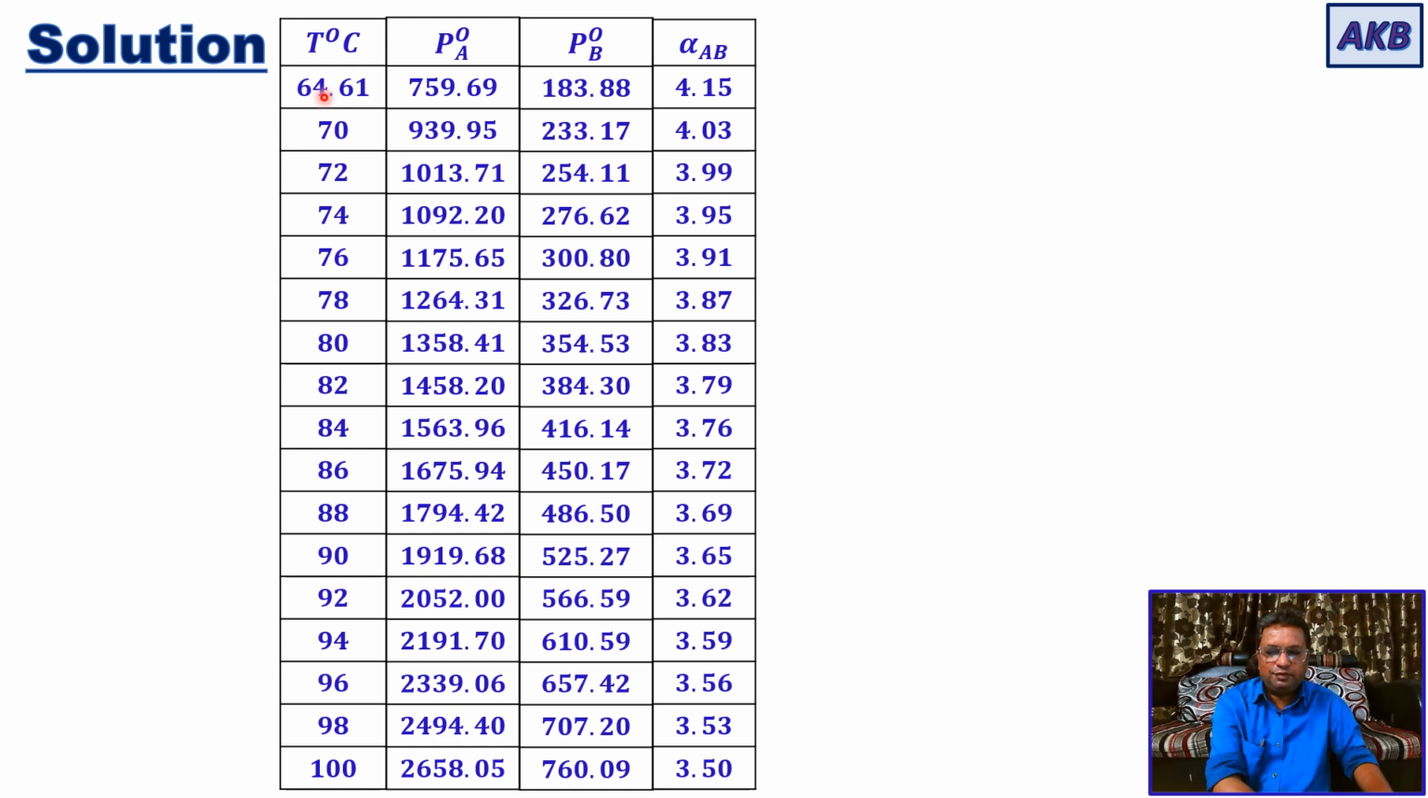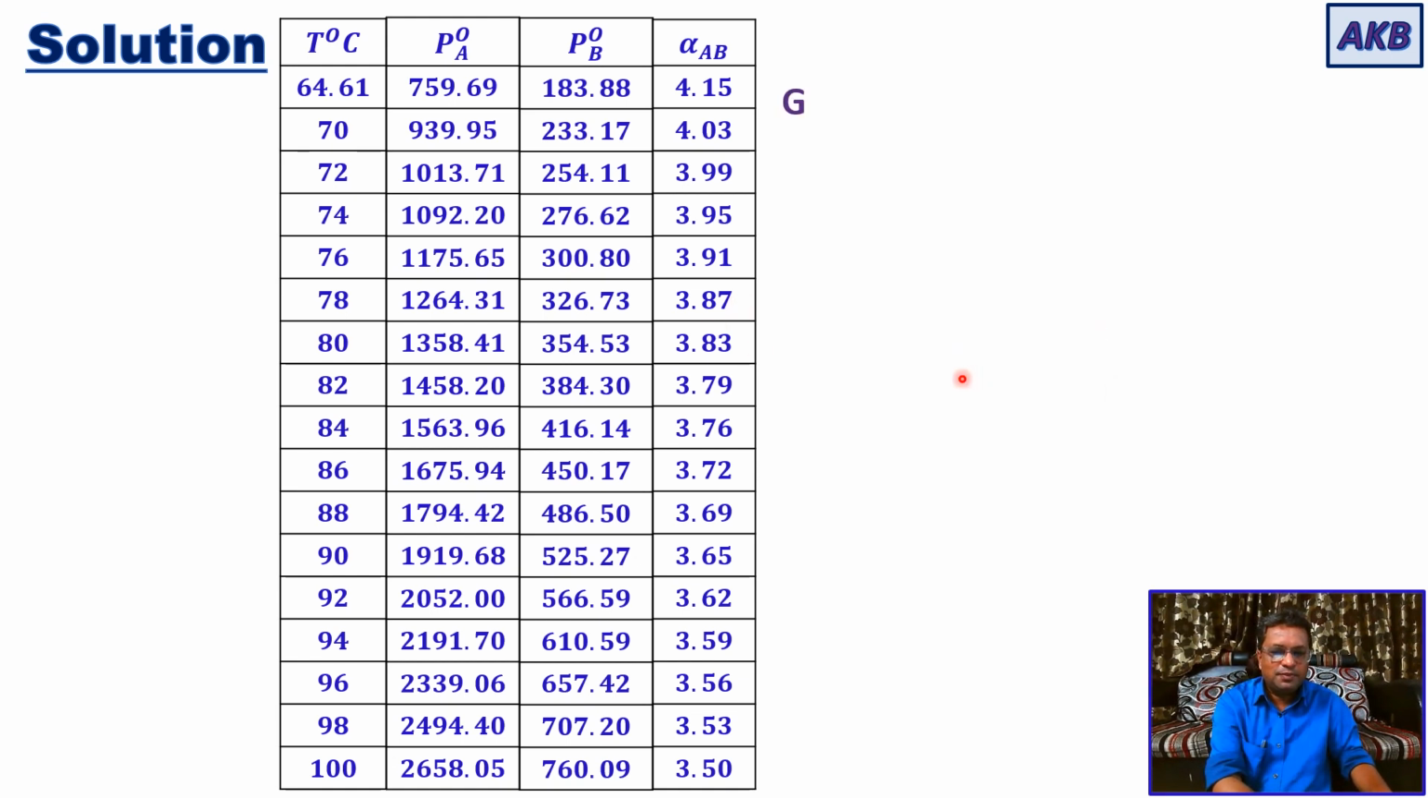PA naught at various temperatures, you have these values. PB naught at various temperatures, you have these values. Okay, so you just have to follow the same steps which I have done for the first temperature, 64.61 degrees Celsius. After getting various values of alpha AB at these temperatures, you simply have to take the arithmetic average of these values to get alpha AB average. So alpha AB average comes out to be 3.77. Okay.